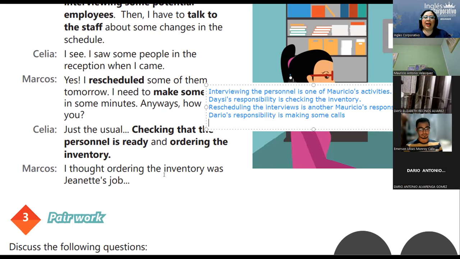Ok. Y si se fijan acá, miren. Ordering the inventory was Janet's job. Entonces, podemos poner esa. Janet's job is ordering the inventory. Ok. Vale. En este caso, yo lo he puesto en presente, ¿verdad? Con el is. Aquí está consignado con el pasado porque es como una duda, ¿verdad? Yo creí que era la actividad o era el trabajo de Janet. Pero aquí lo estamos diciendo de forma diferente. El trabajo de Janet es ordenar el inventario.